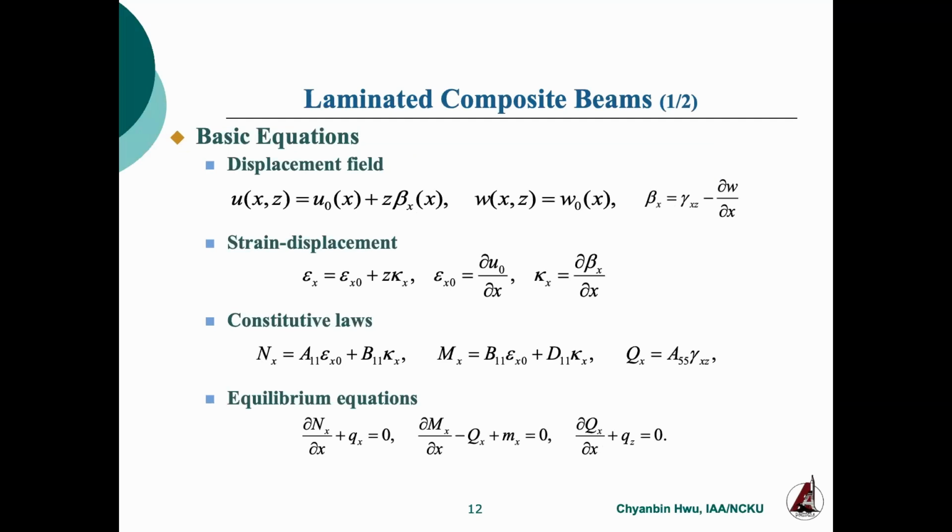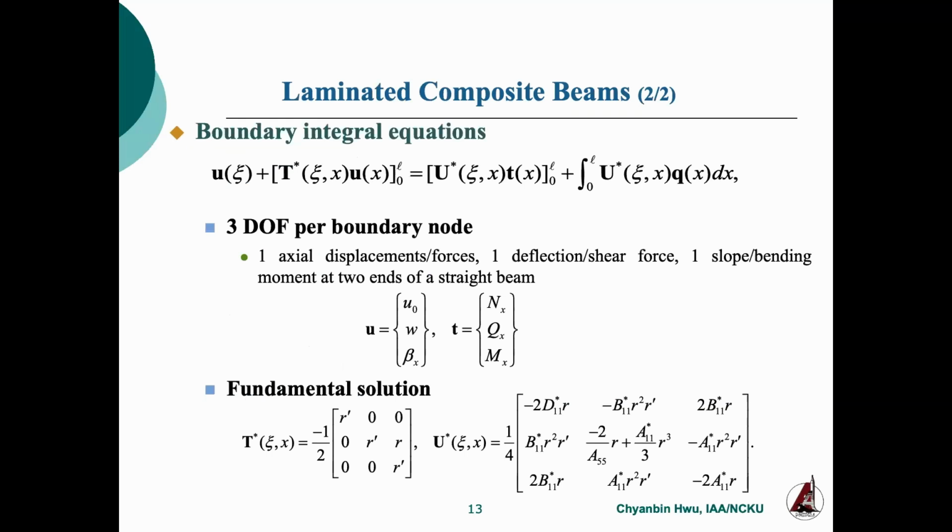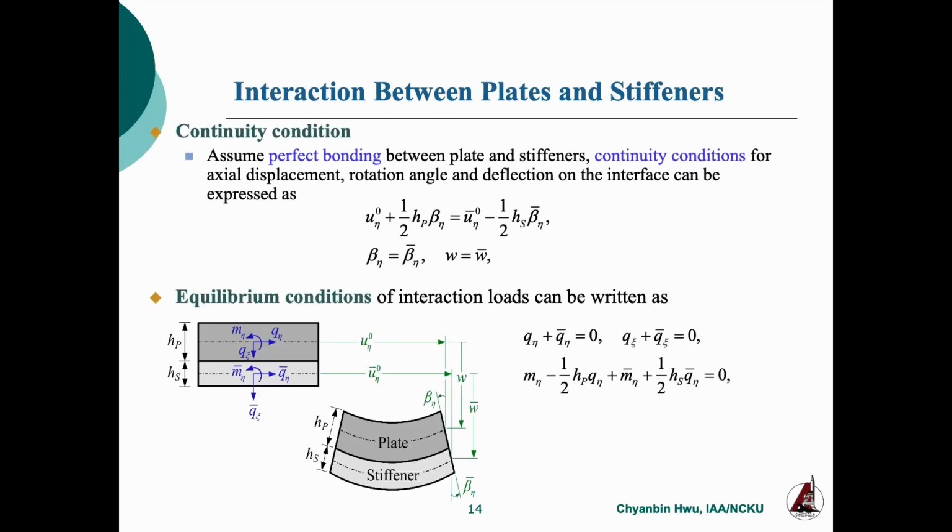And this is for the beam, because we consider the stiffened problem. And for the beam, you can see the fundamental solution is much simpler. And R here means the distance between the source point and field point. And we consider the stiffened plate, so we need to consider the continuity condition. To assume the perfect bonding between the plate and stiffener, the continuity condition for the axial displacement is given by this equation, and the rotation by this equation, and the continuity of deflection is here.